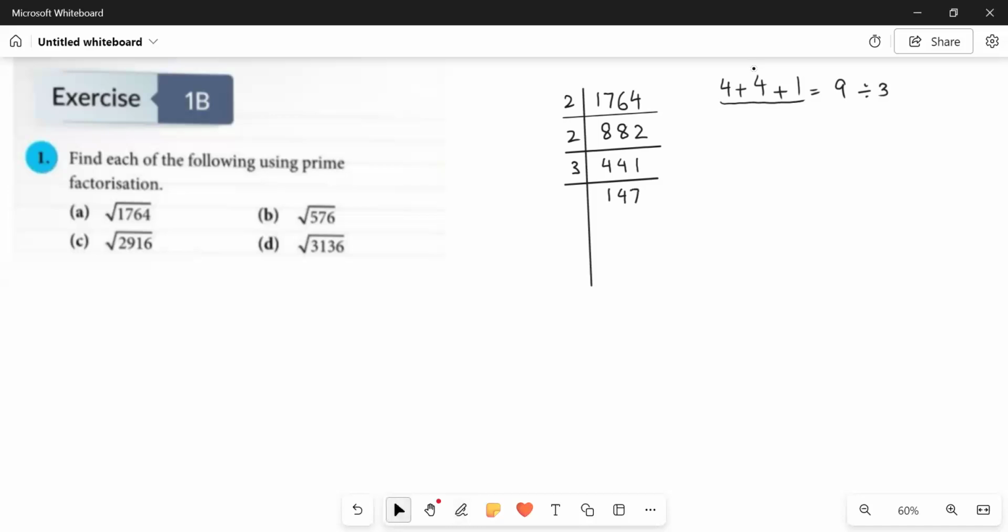Now we have 1 plus 4 plus 7. We'll check it if it comes in the table of 3 or not. 1 plus 4 plus 7. Yes, it is. It is 12, which is divisible by 3. So 3 would be the factor of 147. We are going to divide it again with 3. 3 4s are 12. Then 2 remainder, 27, 3 9s are 27.